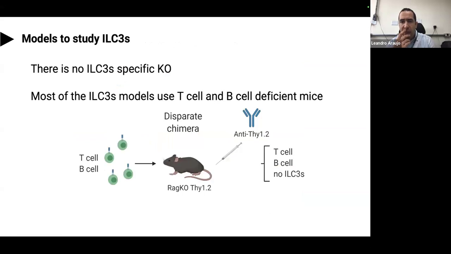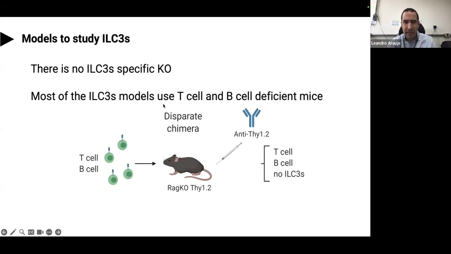So the main cavity for our field is kind of difficult, as Jose showed us before. We don't have many models that can delete specifically the innate lymphoid cells. We kind of have to use depletion antibodies or other markers that could delete some subtypes, but we don't have a whole mouse that is ILC3 depleted.